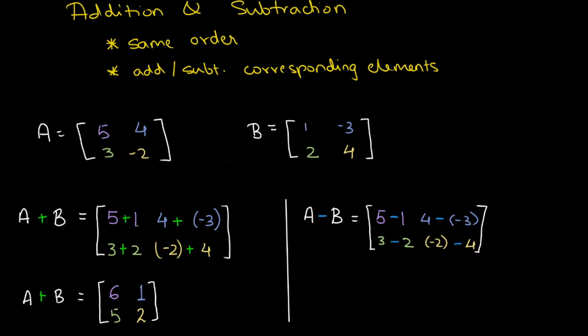Again, let's just quickly solve them. So the first row, first element, 5 minus 1 will give me 4. First row, second column element, 4 minus minus 3. 4 minus minus 3 makes it 4 plus 3, which is 7. 3 minus 2, which makes it 1. And minus 2 minus 4, so that will make it minus 6. Alright, so that here gives me the answer for matrix A minus matrix B.